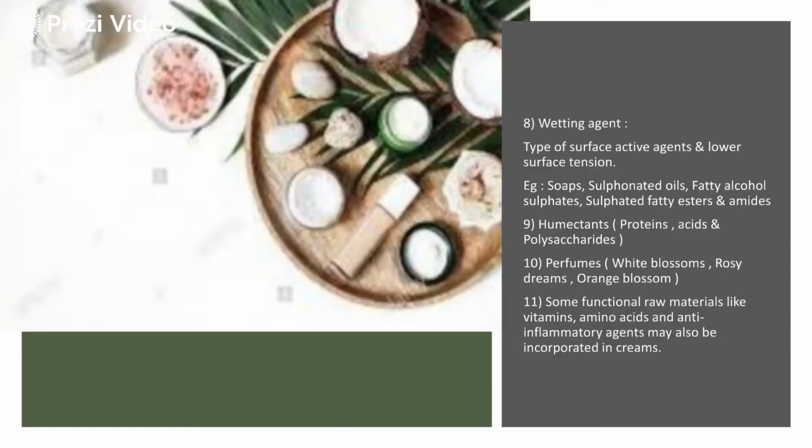Apart from that, fragrance substances like perfumes are added to give a specific odor, specific perfumes like white blossoms, rosy days, orange blossoms. And sometimes some functional raw materials like vitamins. For example, when you go for the manufacturing of cosmeceuticals, vitamins, amino acids and anti-inflammatory agents are also incorporated into creams.